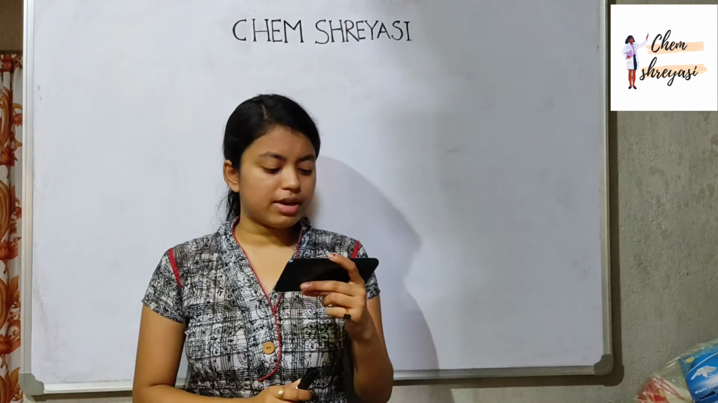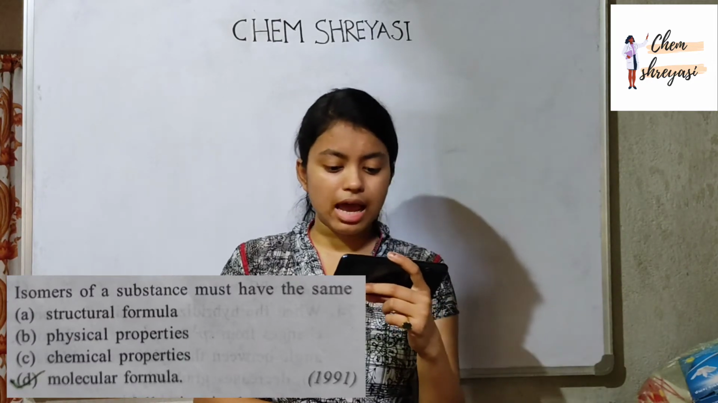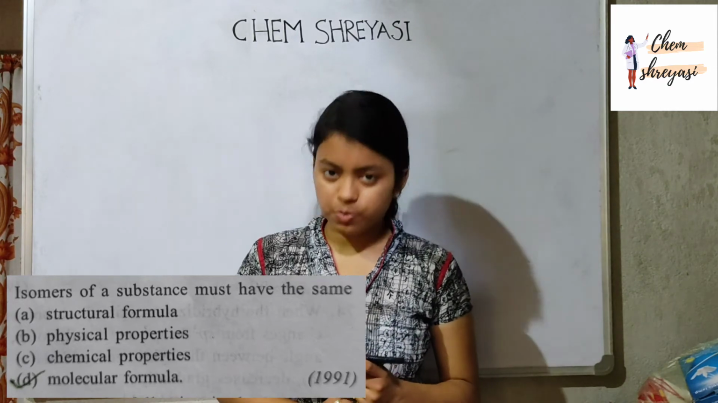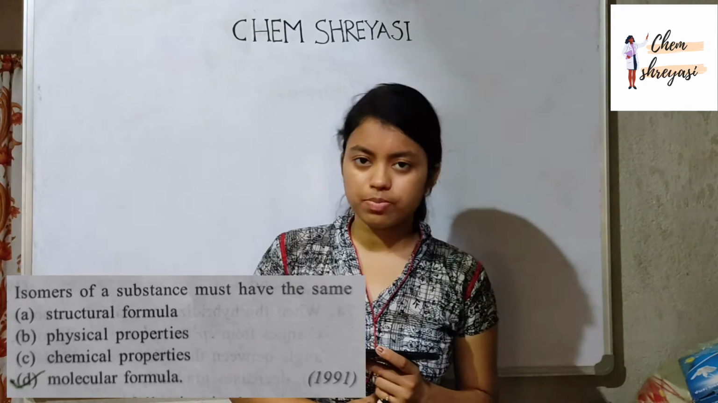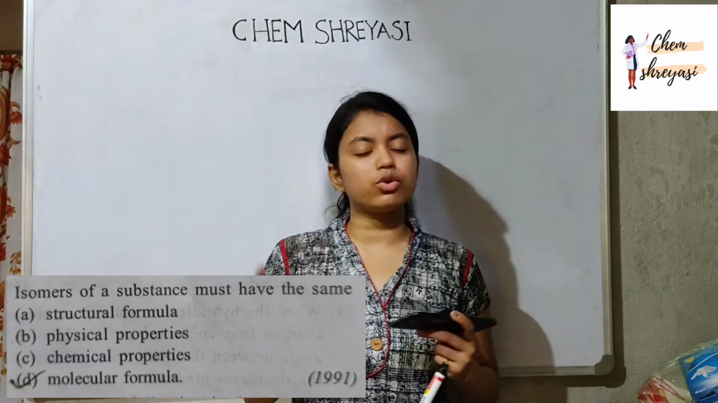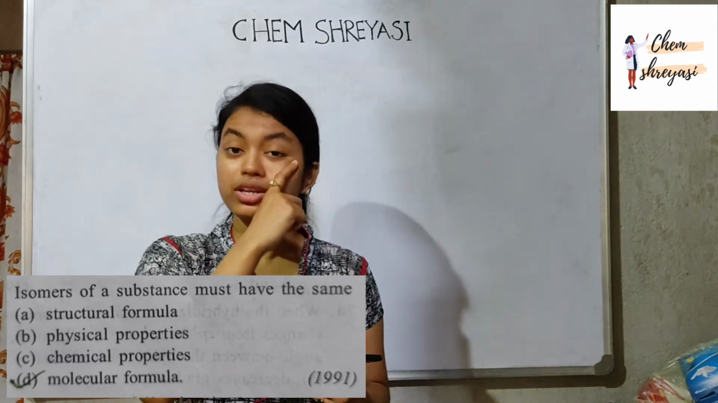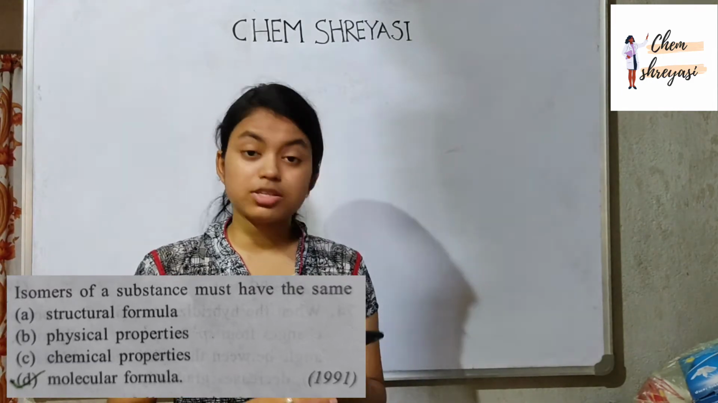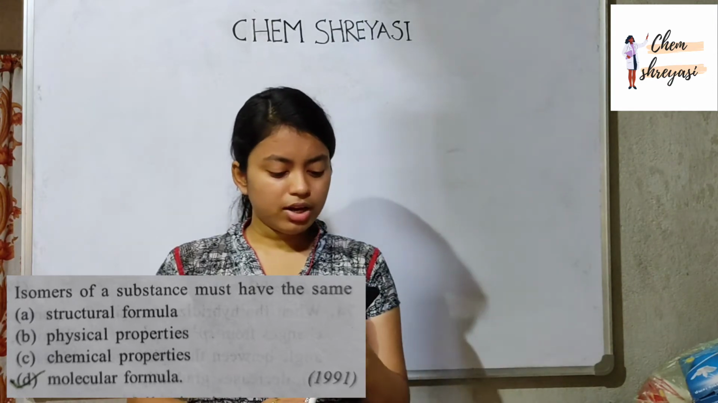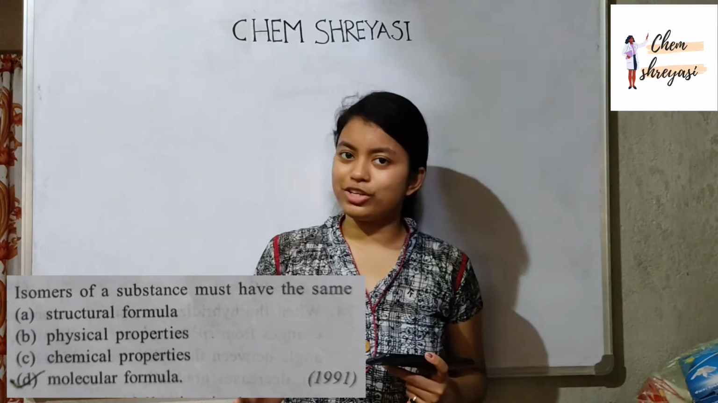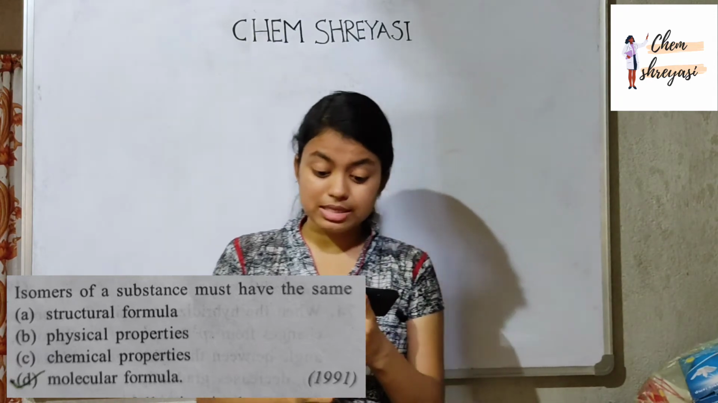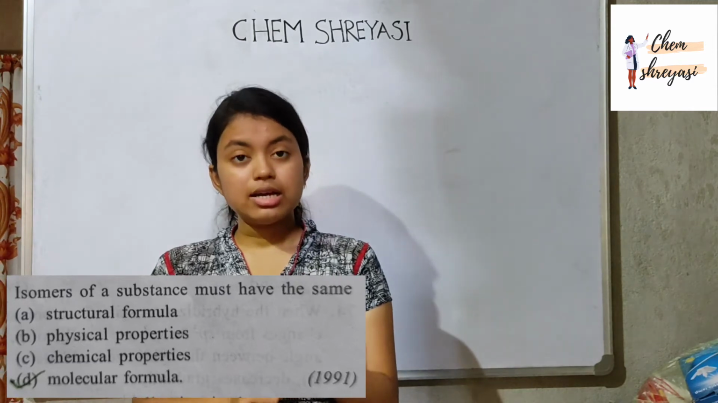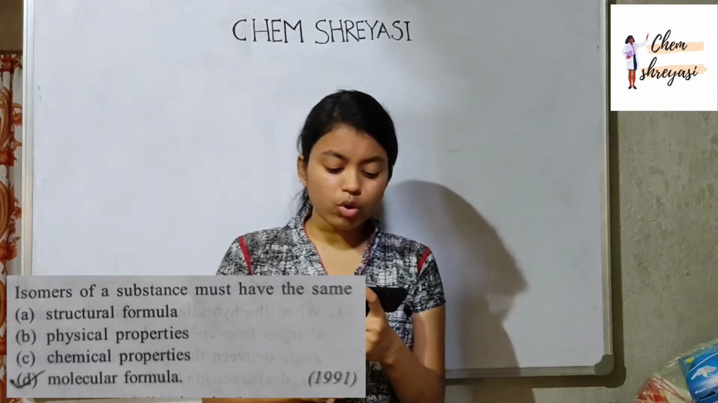So in the next question they have asked, the isomers of a substance must have the same, and they have given 4 options. Now about isomerism, I have explained it in my last video, that is the GOC part 2 video. If you haven't watched it, you can pause this video and go back to that video to see what isomerism is. I have also explained a few other previous year questions from the isomerism part. Now let's start this. This is a simple theoretical question. It says isomers of a substance have the same: first is structural formula, second is physical properties, third is chemical properties, and fourth is molecular formula.